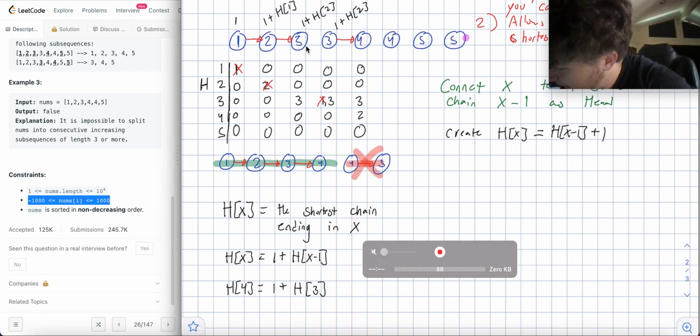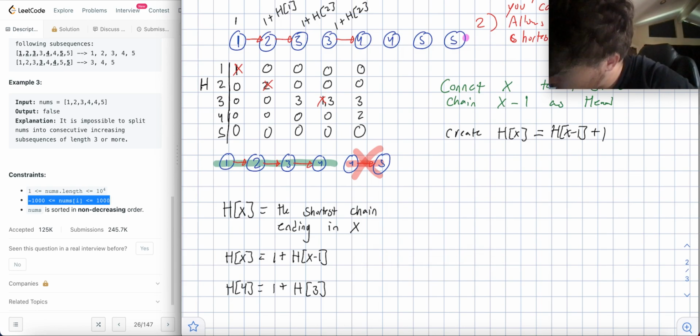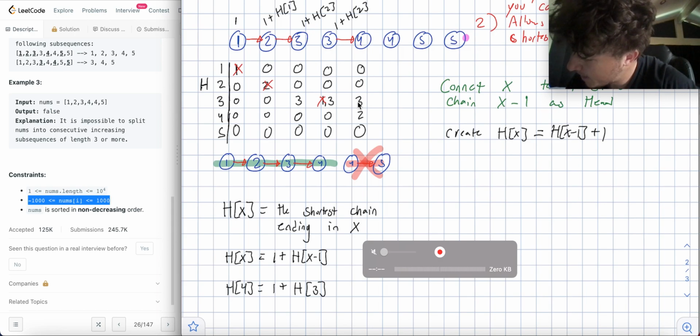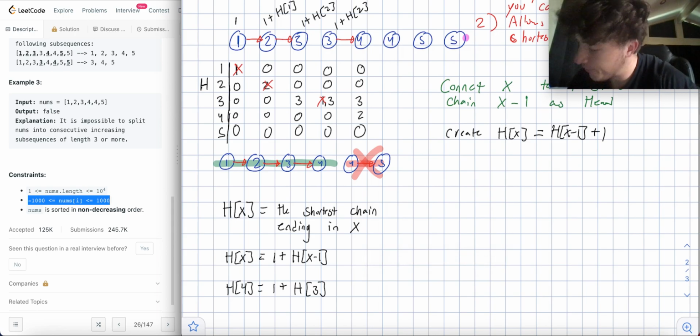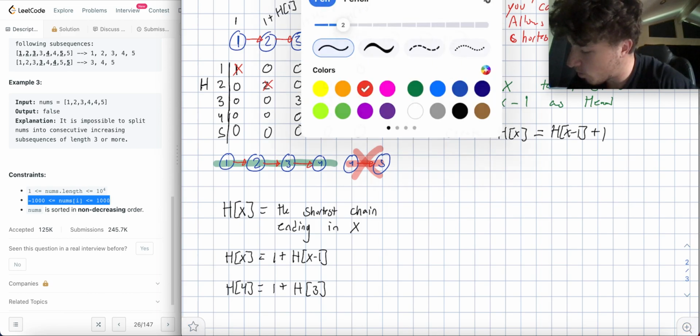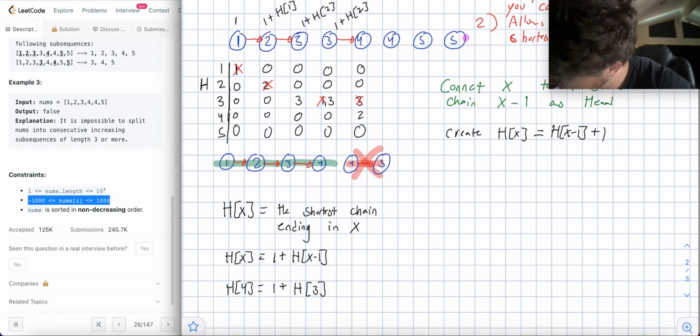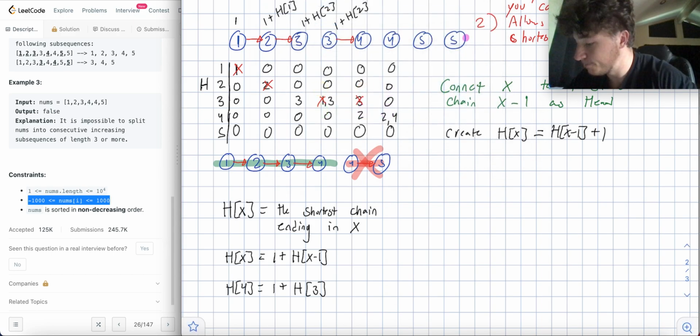Okay, so when I add 4, what is 4 going to connect to? Well, 4 will connect to the shortest 3, which is this 3 here. So I'm going to end up using that 3. But now there's 2 things ending in 4. There's something of length 2 and there's something of length 4. Now there is no more 3s. And that corresponds to me connecting this 3 to this 4 here.